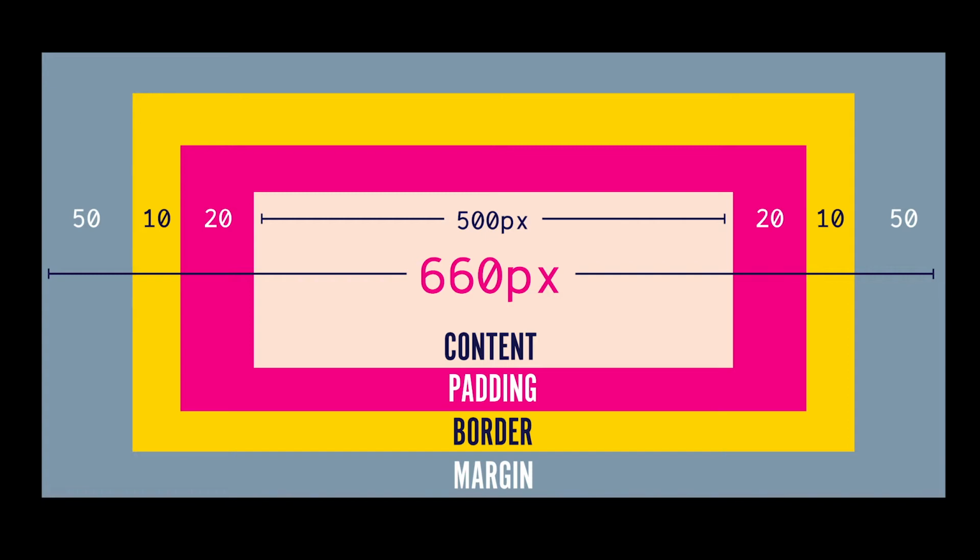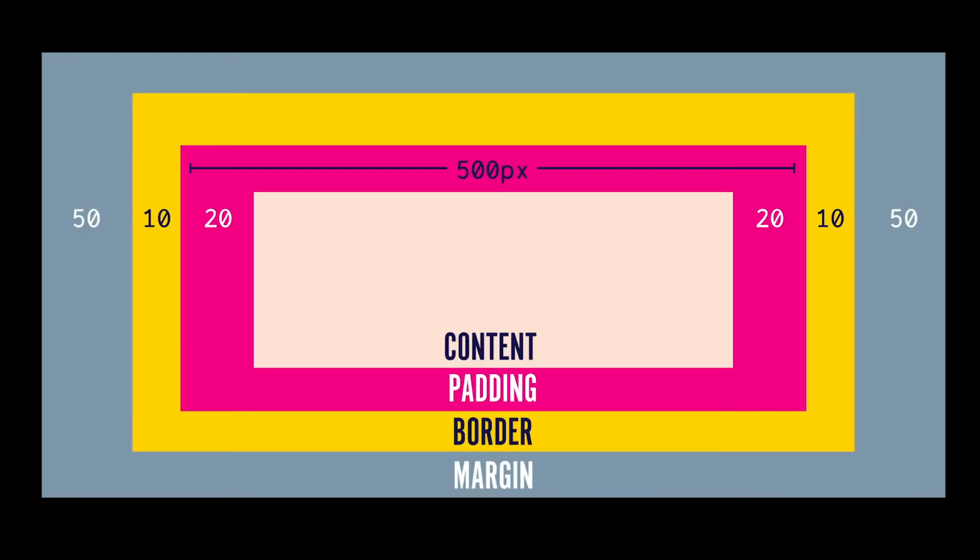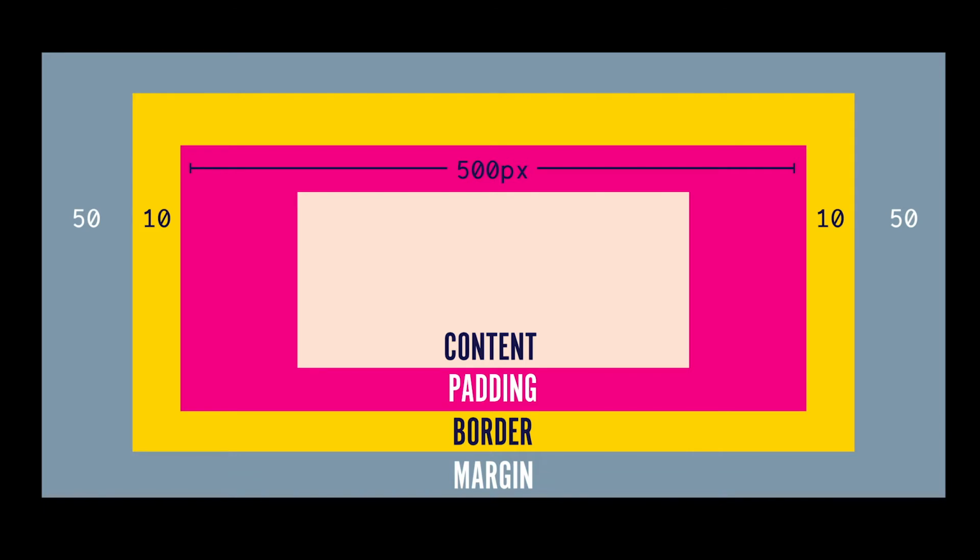You can change this model slightly with the property box sizing is border box, and this will allow the padding to be included in the width. With that new property added, when you say the width is 500 pixels, you're referring to the width of the content, including the padding. So if you increase the amount of padding, it just eats into the content area.